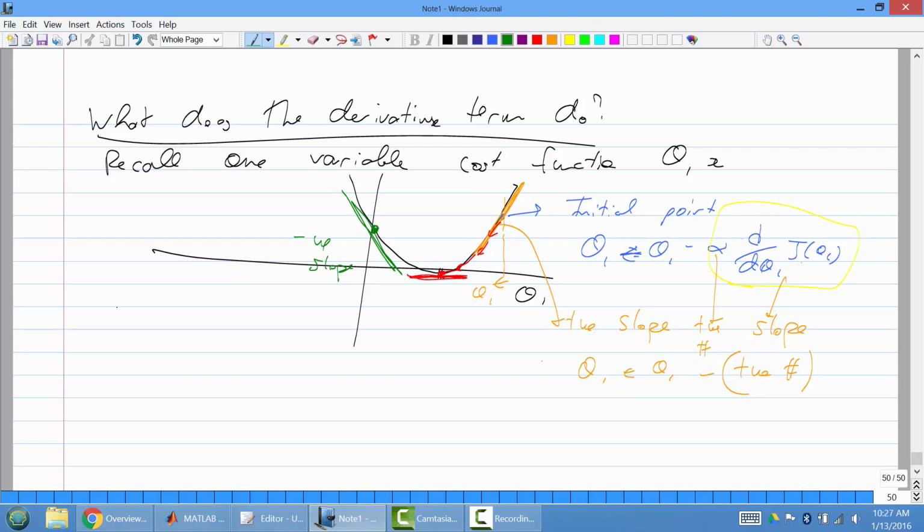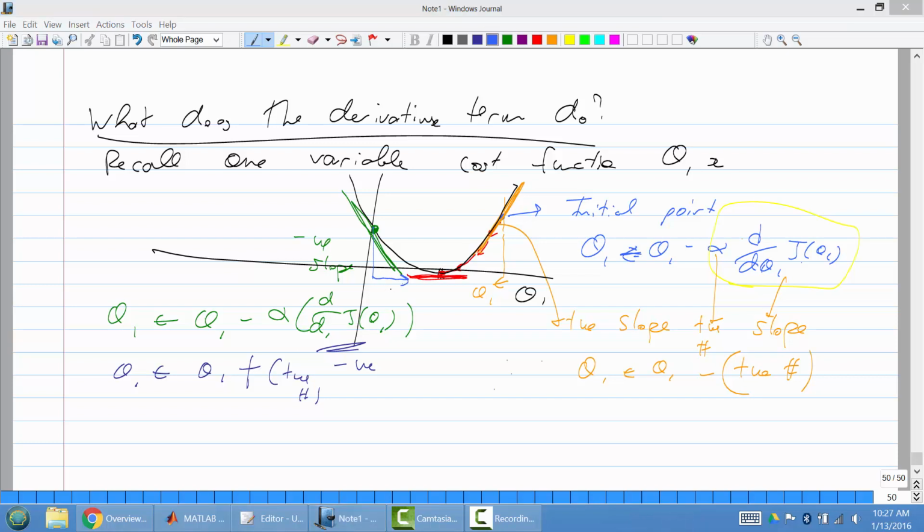right? So if I decided to update my parameters again, this here is a negative slope, right? So if this value is negative, and then when you subtract, you have theta 1, and then you have theta 1 plus a positive number, right? What will happen is that this will increase it. This will actually move it this way. Okay? It's going to move it over here now.